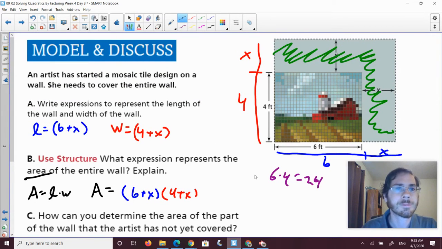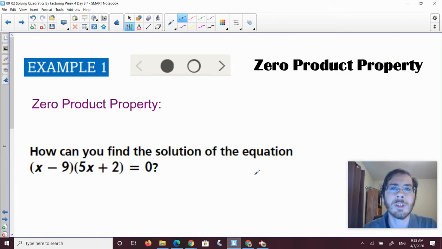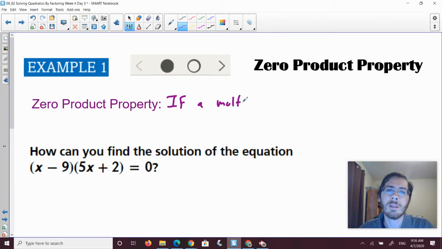So for example 1, we talk about the zero product property. Like I said, zero product property is pretty important. If we think about multiplying by 0, if we want to get an answer of 0, there's only one way to do it.